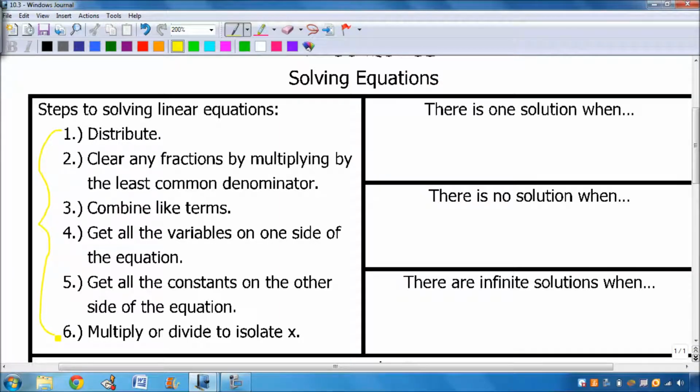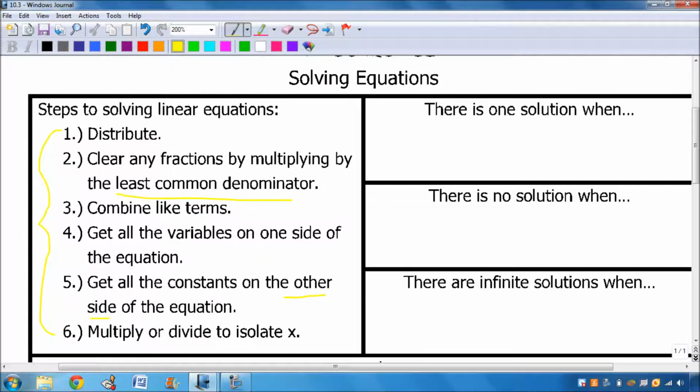So first thing you're going to do is see if you can distribute. Then you're going to clear any fractions by multiplying by a least common denominator. Then you're going to combine like terms. Then you're going to get all the variables on one side of the equation. Then you're going to get all the constants on the other side, and they need to be on opposite sides. And then you're going to multiply or divide to isolate x.